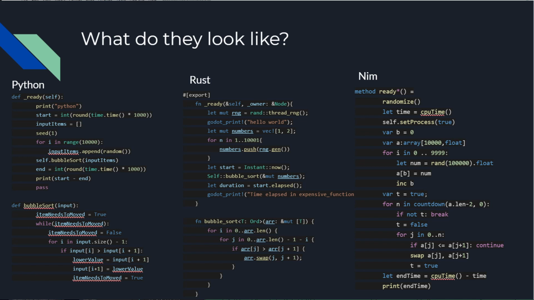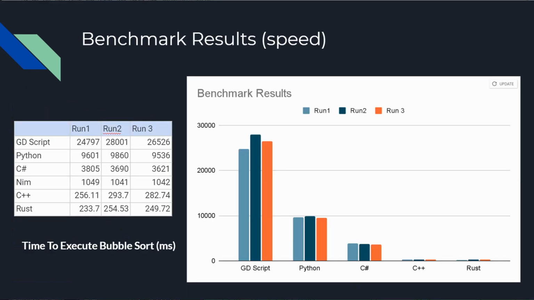So I felt like it was an okay way to determine what language was faster than other languages. If we take a look at that, you can see here GDScript being the slowest by a lot over here, with about 24 seconds to run a 10,000 object bubble sort.